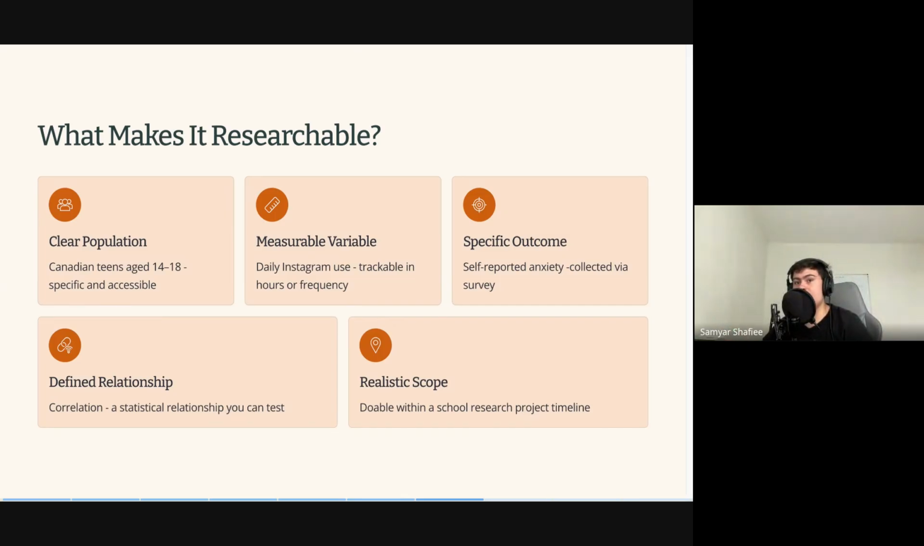For example, finding only 15-year-old Canadian high school students who use Instagram on a daily basis more than 3 hours a day is going to be a challenge. But if you go a bit broader, but also not too narrow, that's the sweet spot. So now let me read this. So clear population, age 14 to 18 and specific and accessible.